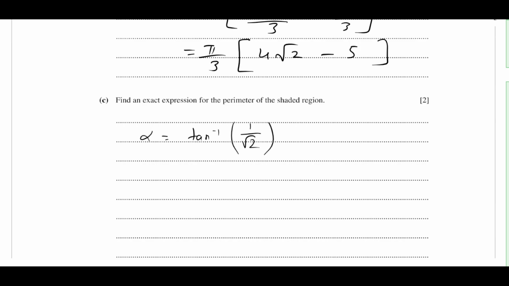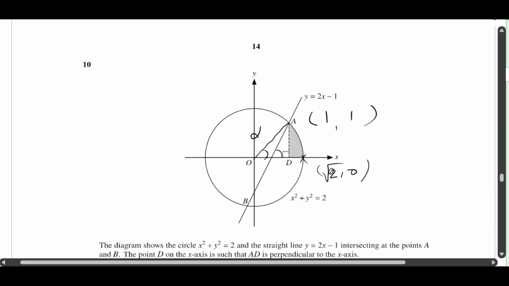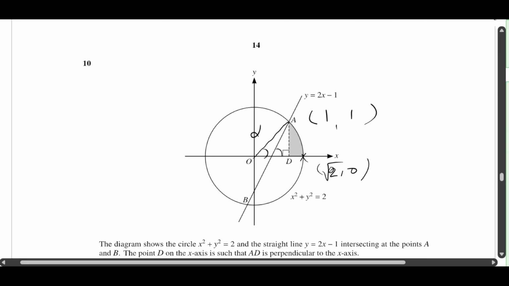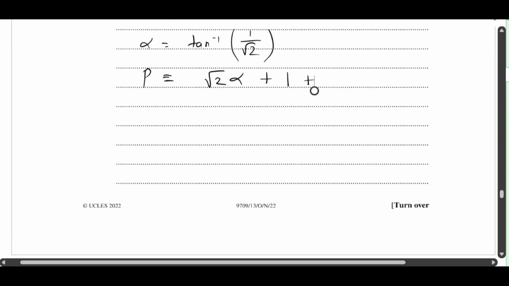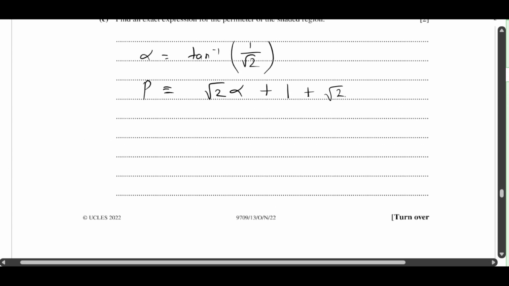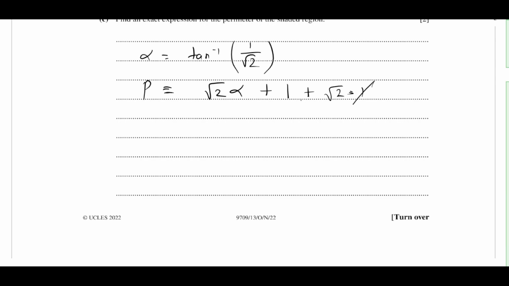Now the required perimeter is equal to r, the radius root 2, times alpha, plus the vertical height, which is 1, plus the horizontal, which is from 1 to root 2, so root 2 minus 1. Here the minus 1 plus 1 will cancel, and this is root 2 into tan inverse 1 upon root 2.